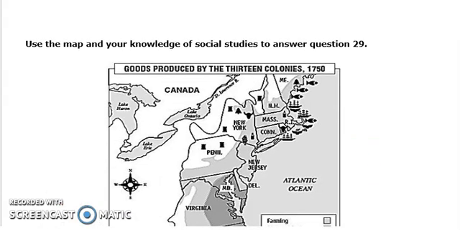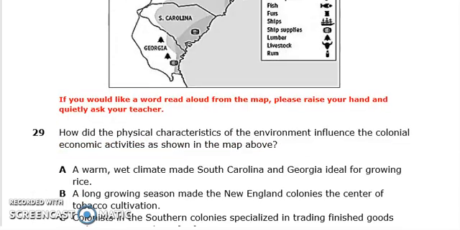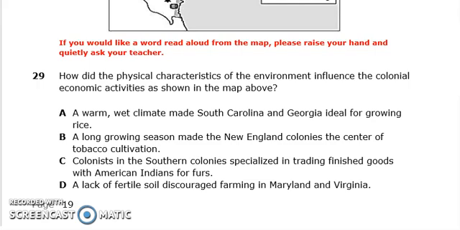Use the map and your knowledge of social studies to answer 29. How did the physical characteristics of the environment influence the colonial economic activities as shown in the map above? A. A warm, wet climate made South Carolina and Georgia ideal for growing rice.